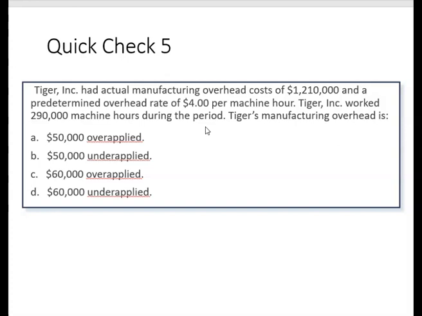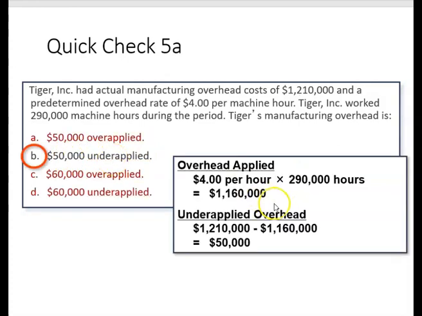So the difference in the 1,210,000 and 1,160,000 means that I'm 50,000 under applied. And you can see it right here.